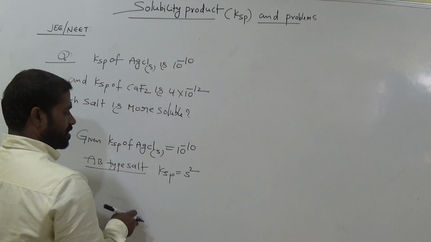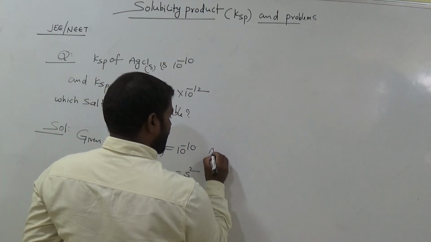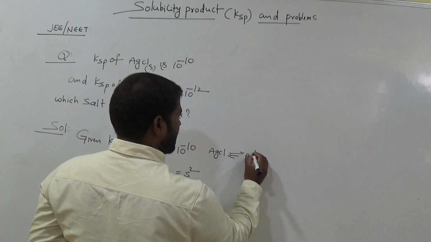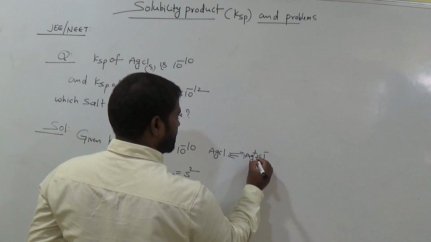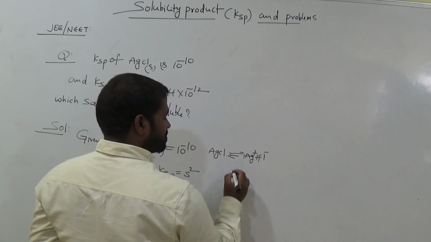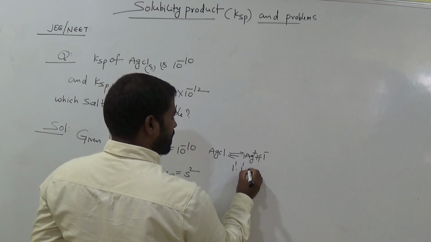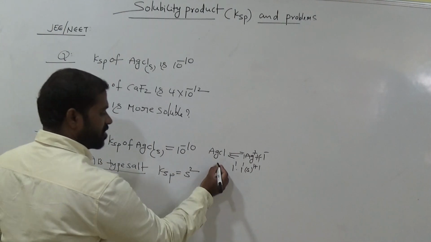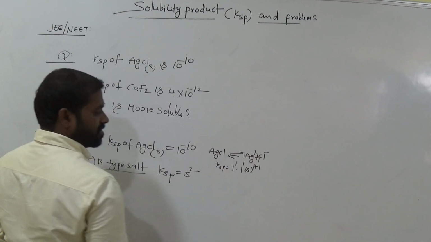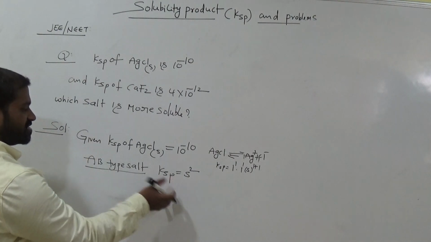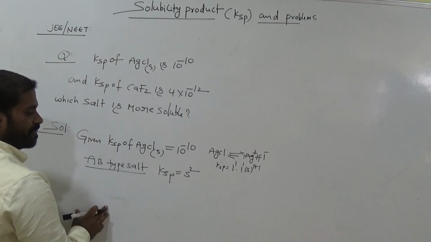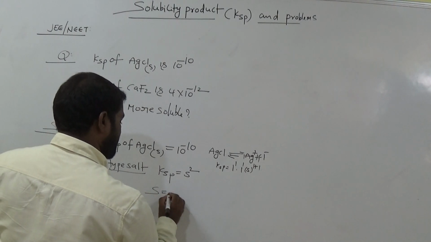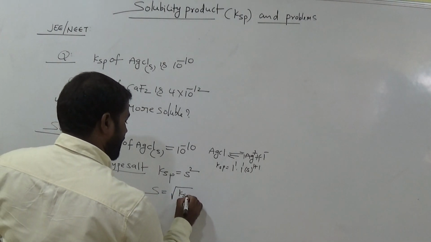Okay. Why? Because AgCl is dissolved and gives Ag plus and Cl minus. What are the coefficients? 1, 1. So 1 power 1, 1 power 1, S power 1 plus 1, S square. Ksp equals how much? Just we discussed that. Ksp equals S square. Why? Because AgCl is an AB type salt. Now from this we need solubility. S equals square root of Ksp, am I right?